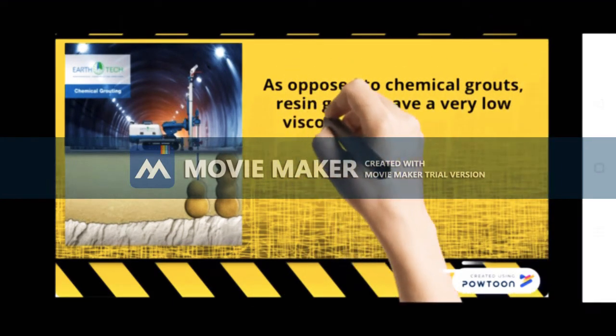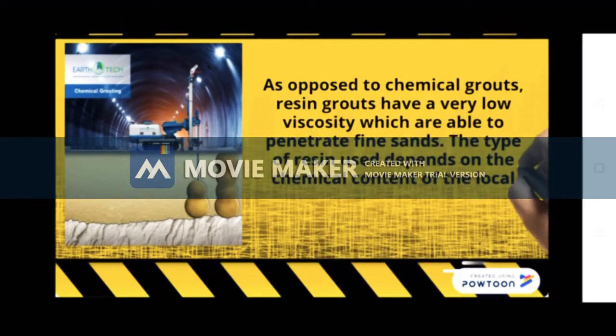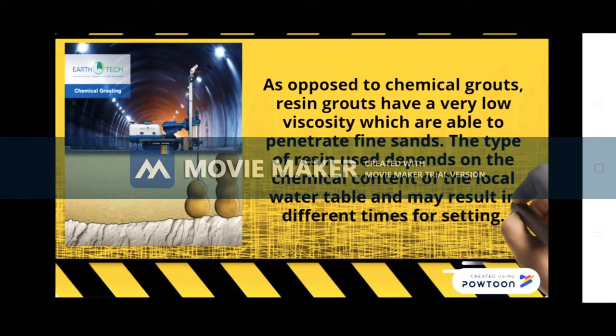As opposed to chemical grouts, resin grouts have a very low viscosity, which are able to penetrate fine sands. The type of resin used depends on the chemical content of the local water table and may result in different times for setting.